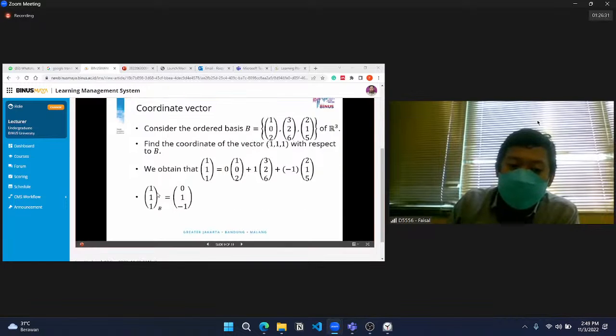And we write the coordinate like this: (1, 1, 1) with B as an index. We read this as the coordinate of the vector (1, 1, 1) with respect to the ordered basis B. What is the coordinate? (0, 1, -1). Any questions? So a vector has coordinates with respect to a basis. (1, 1, 1) is not a coordinate, we consider it a vector, but its coordinate with respect to B is (0, 1, -1).